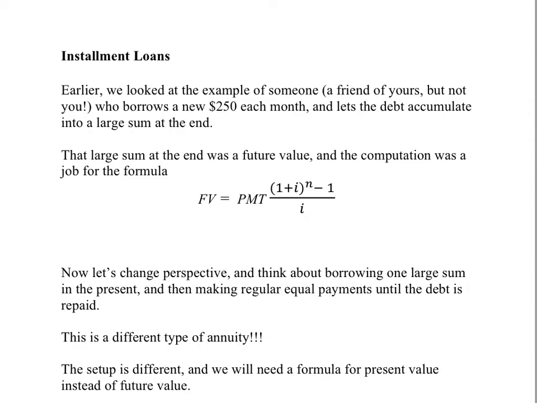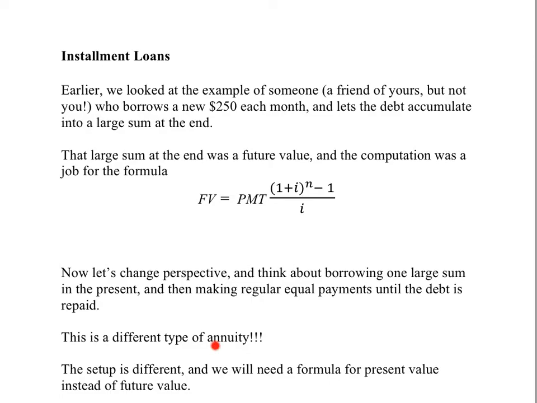Now, earlier we looked at the example of someone, a friend of yours, but surely not you, who borrows a new $250 every month and then lets the debt accumulate into a large sum at the end. So your friend is not making any payments, your friend is just borrowing more, and then the question is, how much debt is there at the end? That large sum at the end, in that example, was a future value, and the computation was a job for this formula. But now we want to change perspective and think about borrowing a large sum at the beginning, a large sum in the present, and then making regular payments until the debt is repaid.